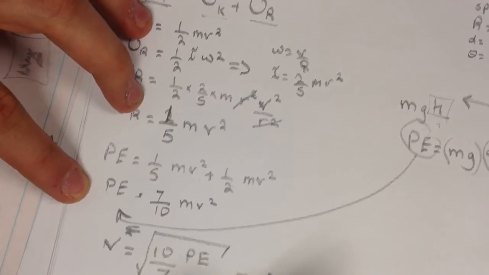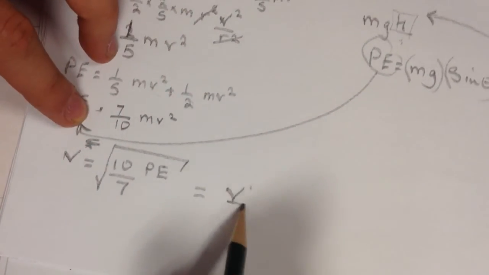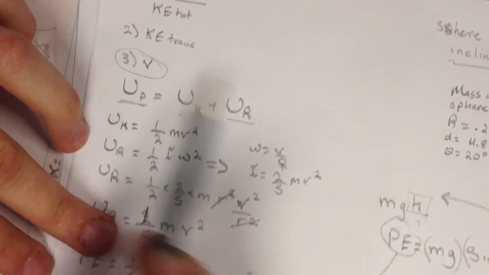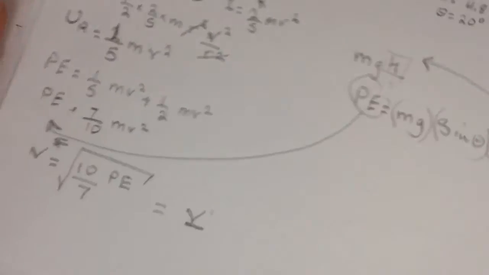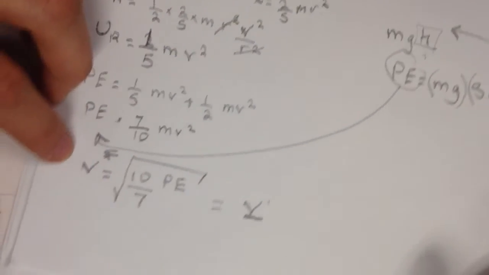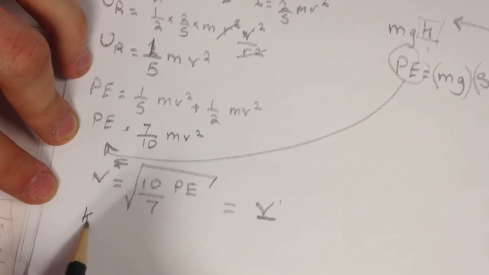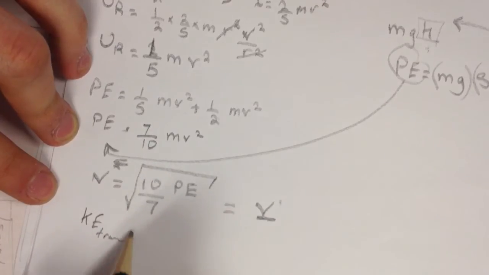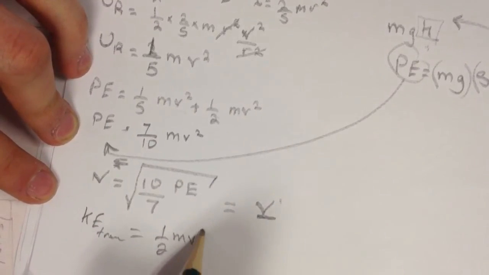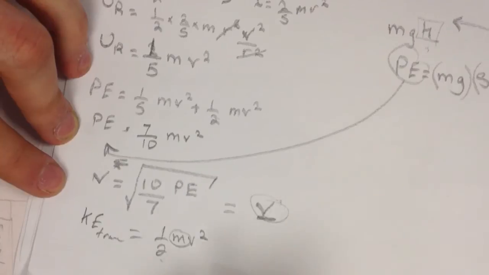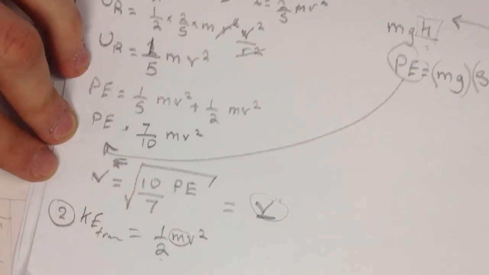Now this is your value for v. Once you get this value, you've answered number 3 here, because they're asking about v. For number 2, they're asking about the translational kinetic energy, and this one is half mv squared. You have the v and the mass, so you can get that easily now. So this is number 2.